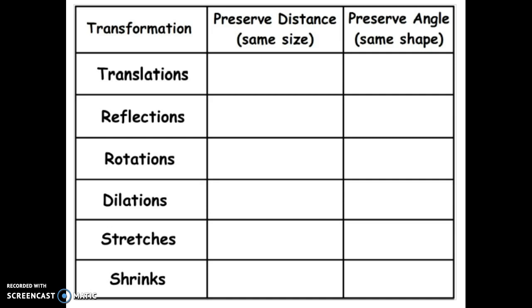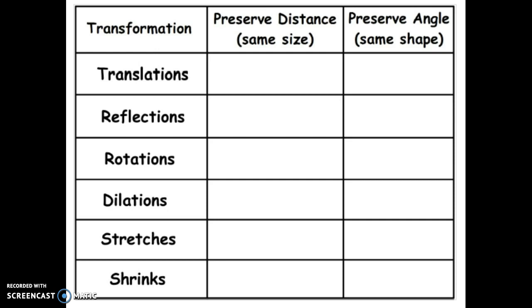So this chart addresses which transformations will preserve distance, meaning keep all line segments the same length, meaning keeping the figure the same size, and which transformations preserve angle, meaning all angle measures remain the same size and the figure is the exact same shape.